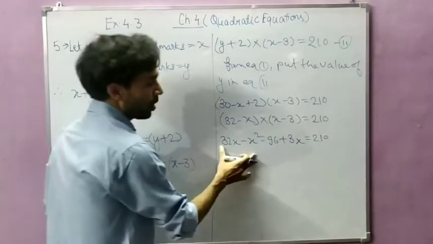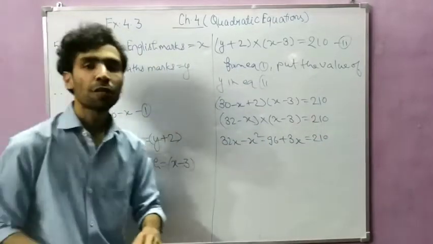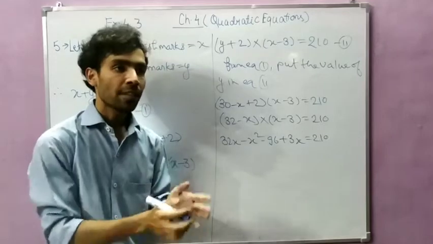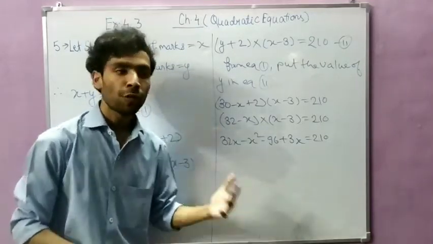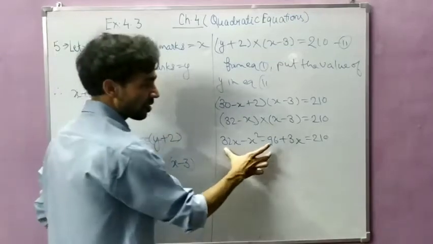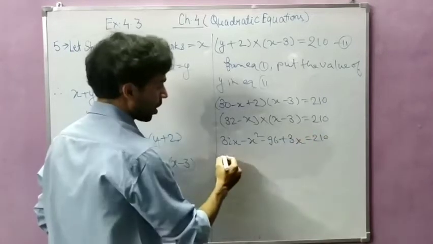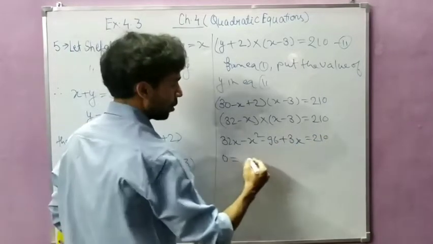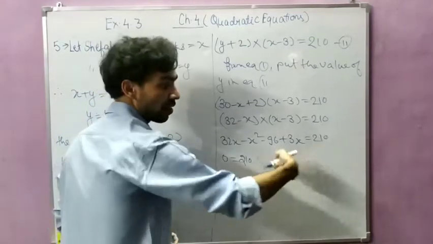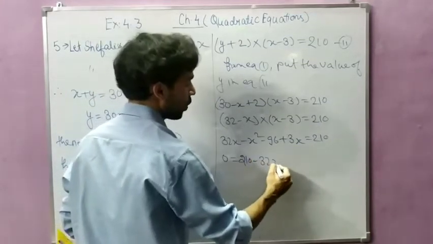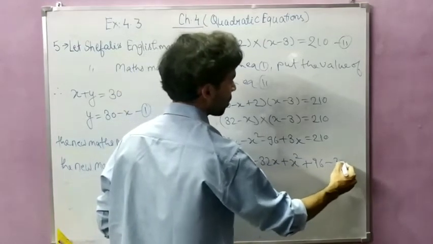Now I am transferring all these terms to this side. Why am I doing that? Because I want the coefficient of x square positive. Whenever we study quadratic equations, the coefficient of x square is always positive, so we have to make it so. I am transferring all terms to this side, so here will be 0, and here 210 was there. When these terms transfer to that side, it will become minus 32x, plus x square, plus 96, minus 3x.